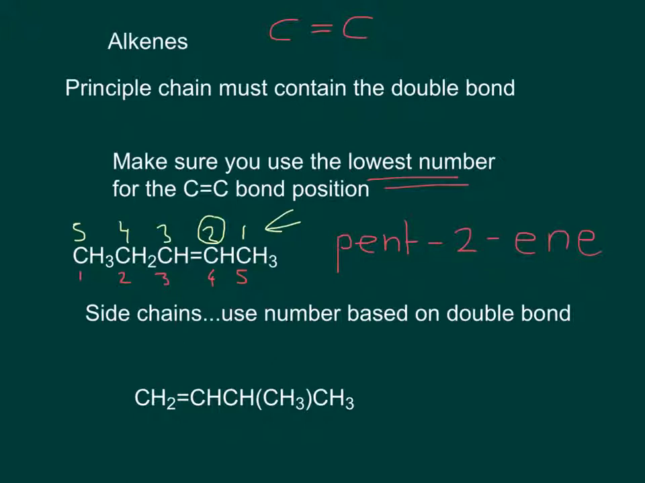Well, it's going to be a 4 carbon chain because this guy here is a branch coming off of it, so it's going to be based on but-. If I start here, 1, 2, 3, 4, so I can use but-1-ene, and the methyl group is coming off carbon number 3, so the name is 3-methylbut-1-ene.